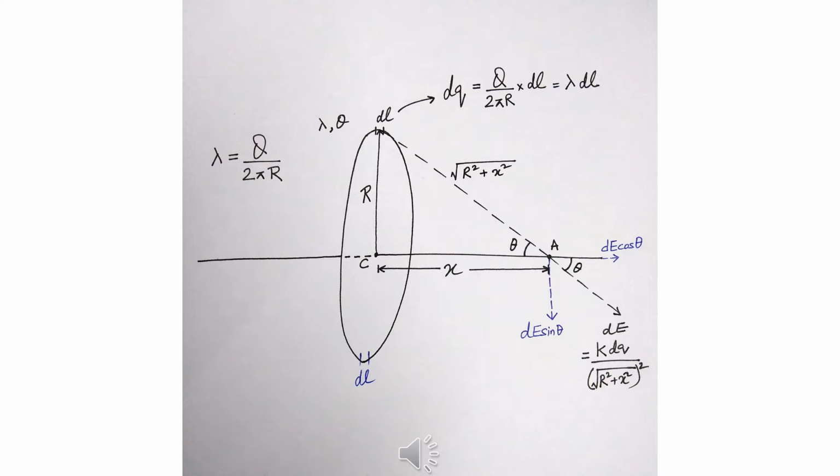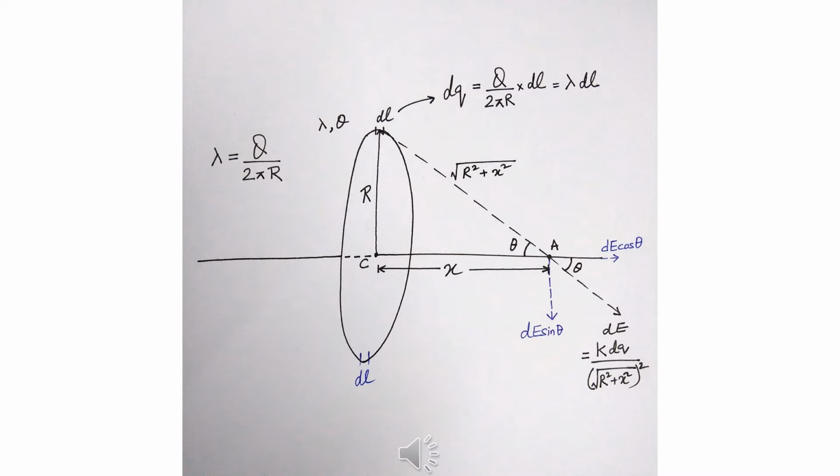Here in the diagram, lambda is linear charge density on the ring and its value is equal to Q by 2 pi r. Q is total charge on the ring and you have to put its value with proper sign. R is the radius of the ring, C is the center of the ring, A is the point on the axis of the ring where we have to find the electric field. X is the separation between C and A.